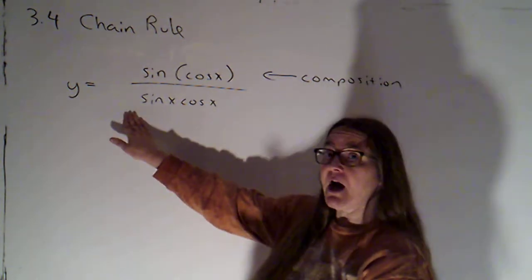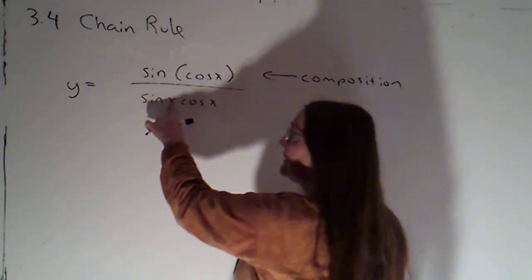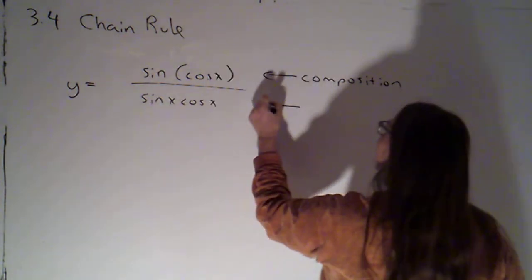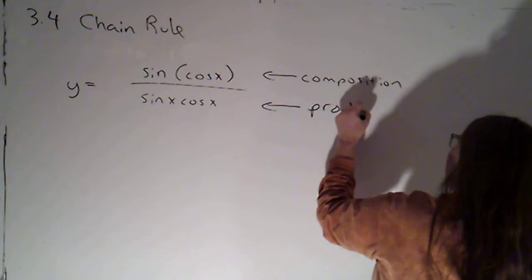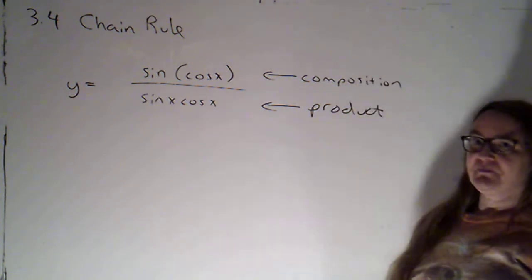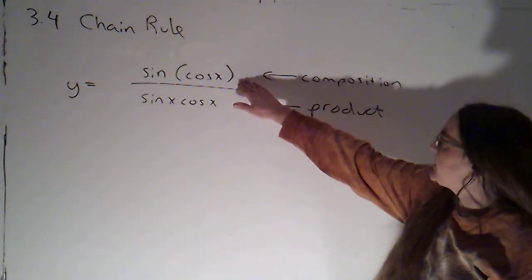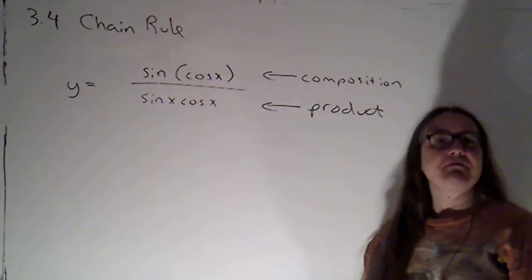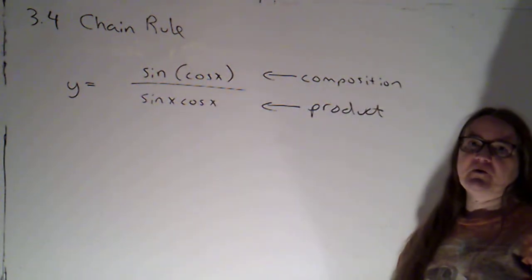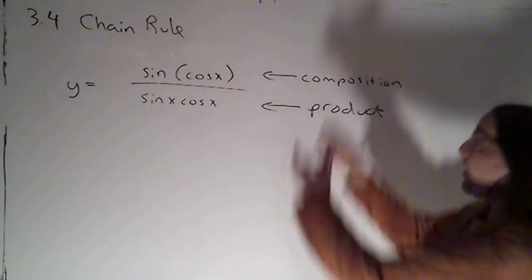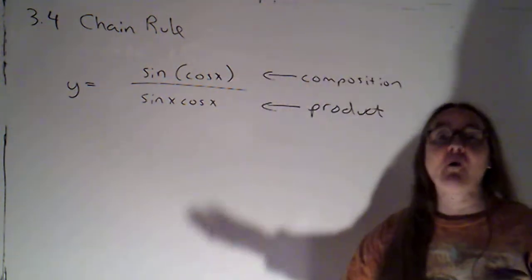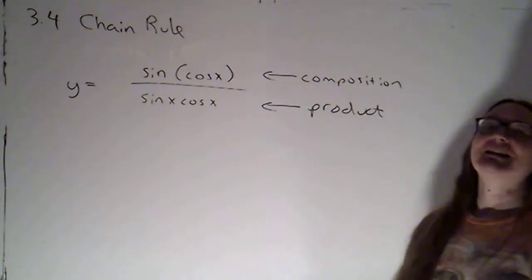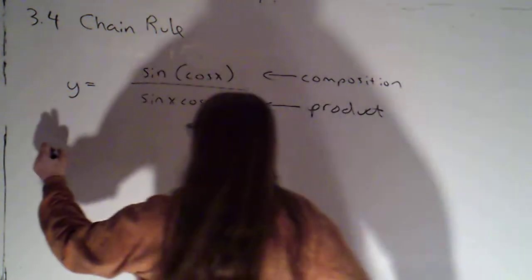Compare that to the bottom. Right after sine, I've got x. And right after cosine, I've got x. So that denominator is a product. So when we're taking the derivative of the top, we'll be using the chain rule. When we're taking the derivative of the bottom, we'll be using product rule. And of course, the whole thing is a fraction, so the whole thing is a quotient, so we're using quotient rule too. Good time to practice our bookkeeping.